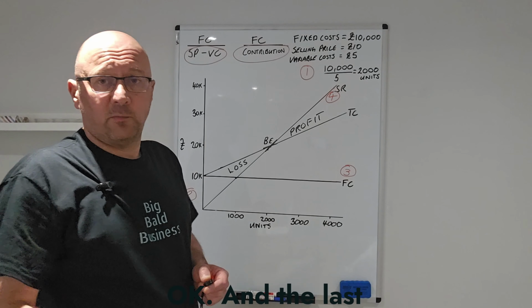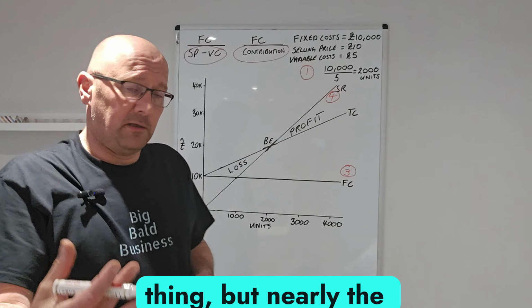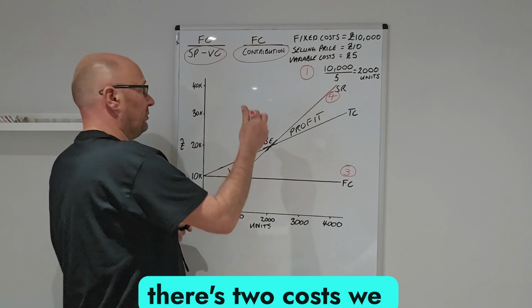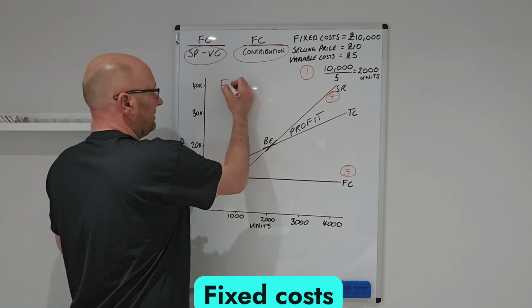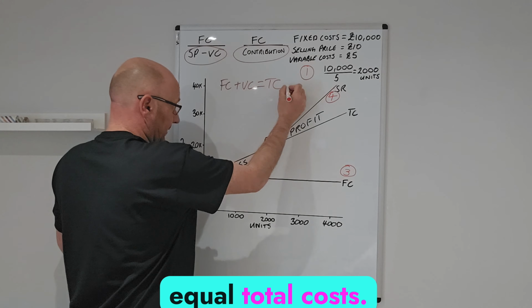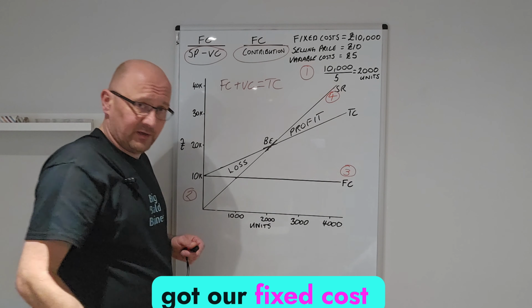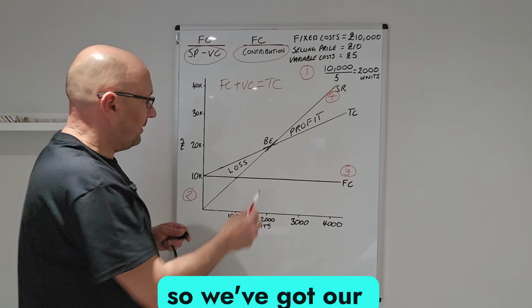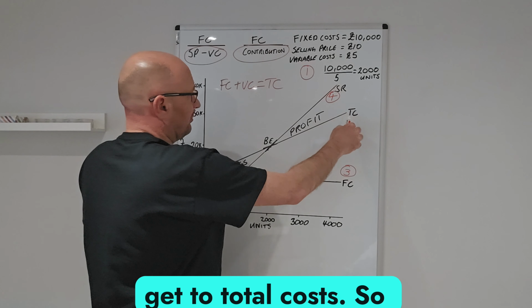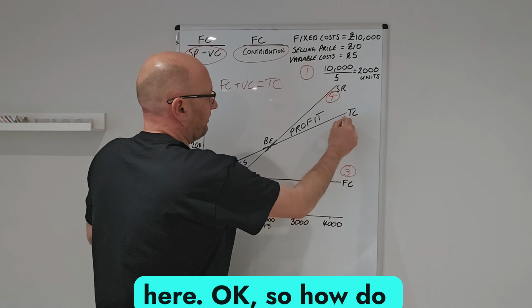Okay, and nearly the last thing we're going to do is put on total costs. So there are 2 costs we need to work out. Fixed costs plus variable costs equal total costs. We've already got our fixed cost line, so we've just got to add variable costs on to get to total costs. So I'm going to put number 5 here. So how do we work this out? Our variable costs are £5 per unit.